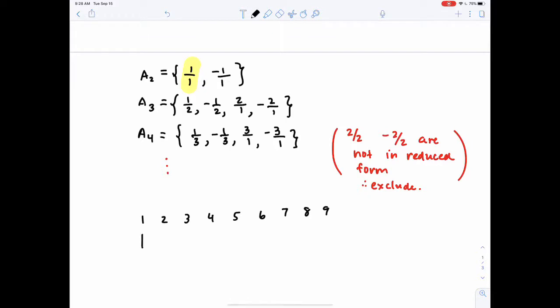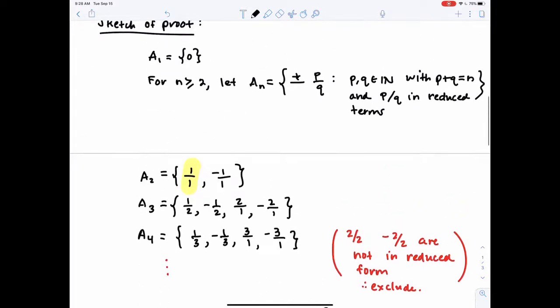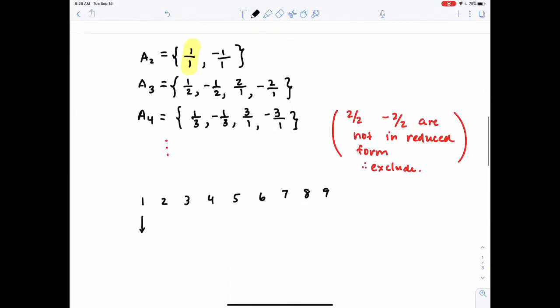So I'm going to first take A1, my first set, and that's 0. My next set that needs to be labeled is going to be 1/1, -1/1. Then I'm going to label A3. So that's 1/2, -1/2, 2/1, -2/1. And then I'm going to keep going, and I'm going to label the next chunk.